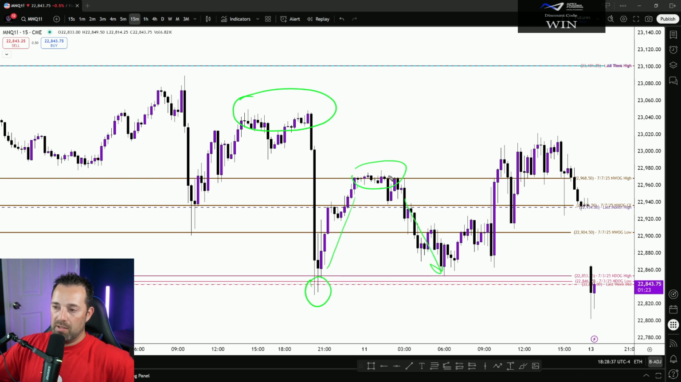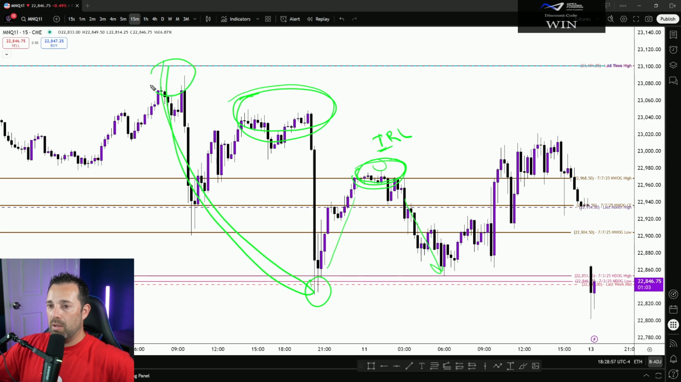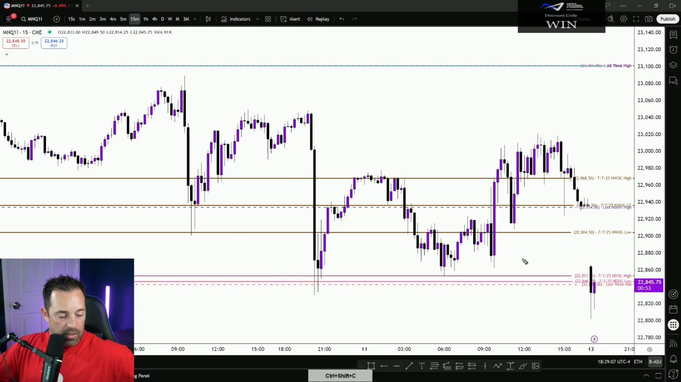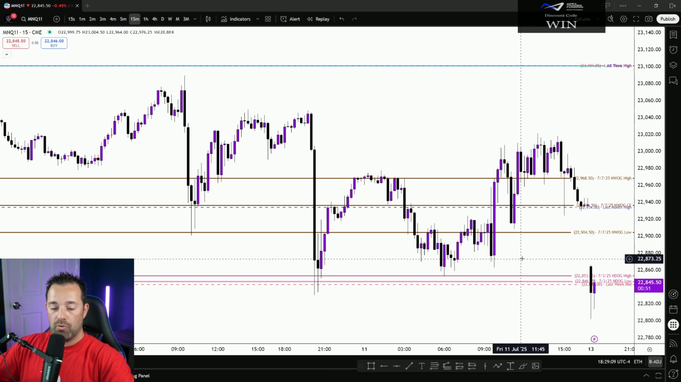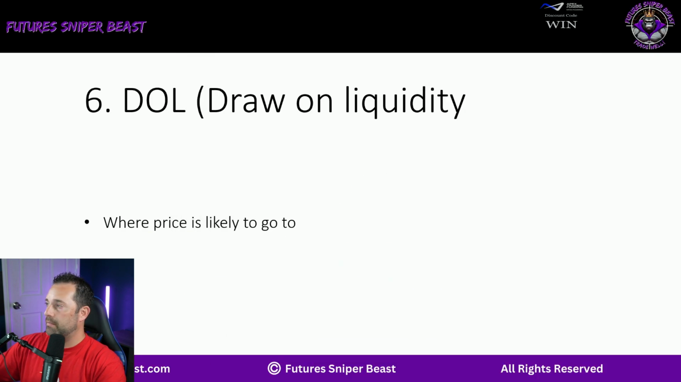So this I mentioned was relative equal highs. This is some buy side liquidity, but it's kind of inside this entire range. You see that? Since it's inside this entire range, this is what's going to be called internal range liquidity, IRL, right here. So price doesn't have to come all the way up here or even all the way up here. It could just come up to here and take this internal range liquidity before continuing down to some more sell side. Okay? So that's what that is. Draw on liquidity. Moving on.